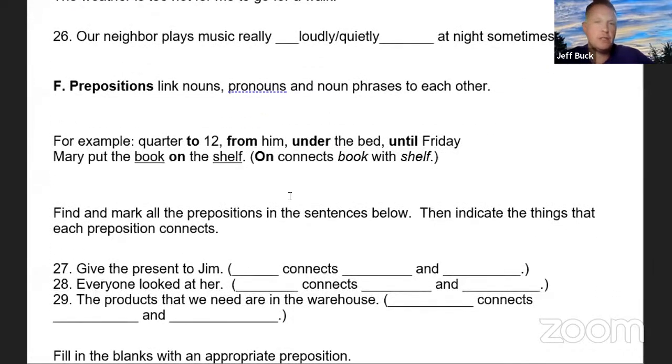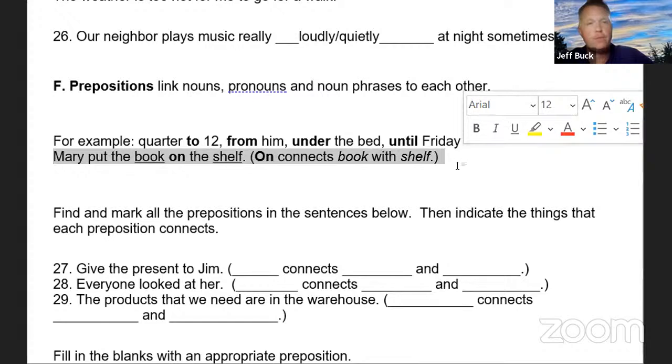All right, prepositions. They link nouns, pronouns, and noun phrases to each other. So we have to, from, under, until, and on. Quarter to 12: "to" connects quarter and 12. From him: "from" connects present, maybe, with him. Under the bed: "under" would connect something like cat and bed. Until Friday connects Friday to something. Mary put the book on the shelf, so "on" connects book with shelf.